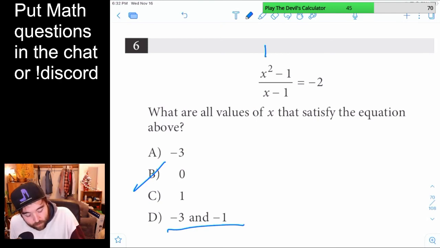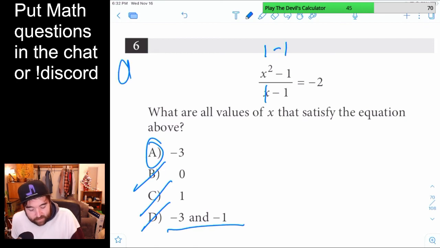If we do -1, that's 1 minus 1. Oh, so the top gets 0. So that's not going to work. -1's not going to work. And if we plug in 1, same thing. If we plug in 1, we get 0 on the bottom. So that means it's got to be -3.